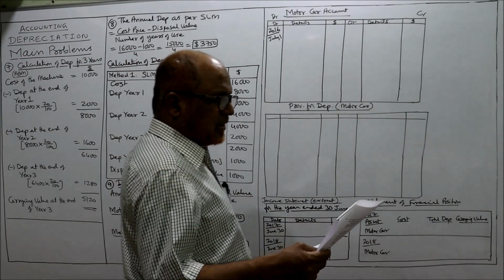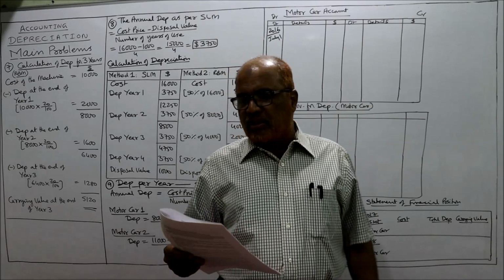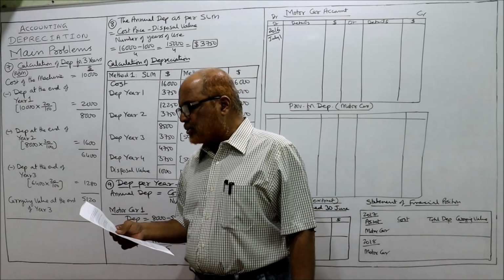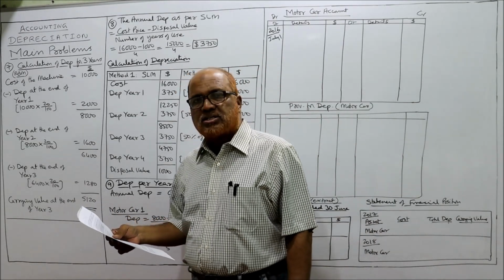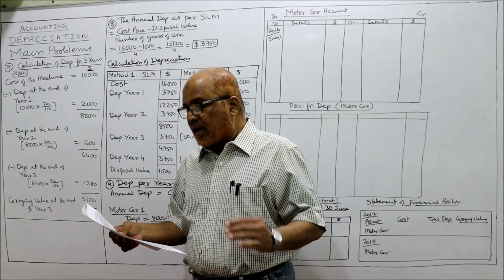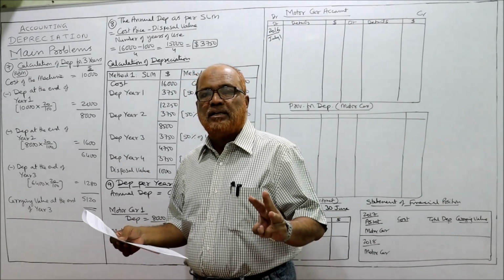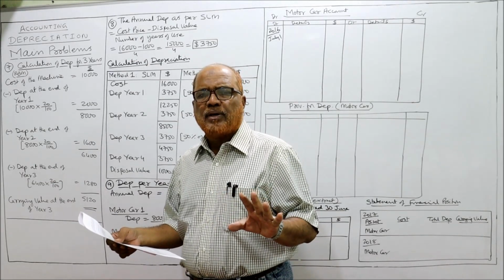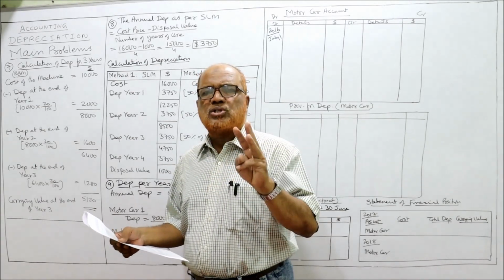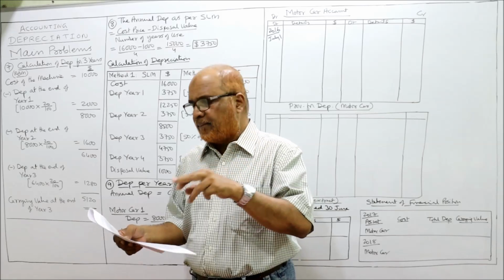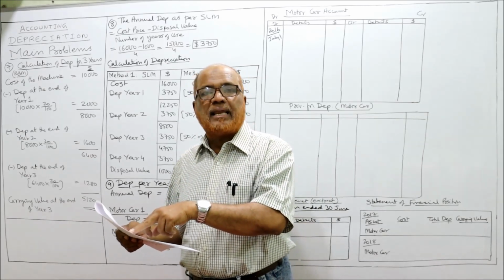Come on, see the 7th, problem number 7. A machine is bought for $10,000 and depreciation is to be charged at 20% on reducing balance method. Calculate the depreciation for 3 years. Very simple problem. Only calculation of depreciation for 3 years. Which method? RBM, reducing balance method.